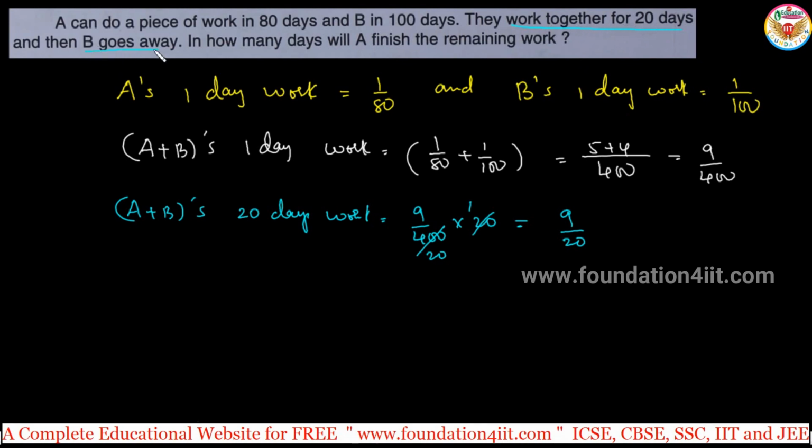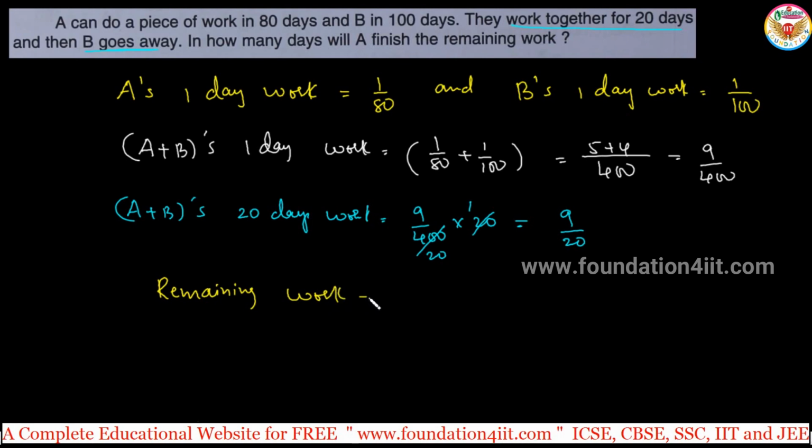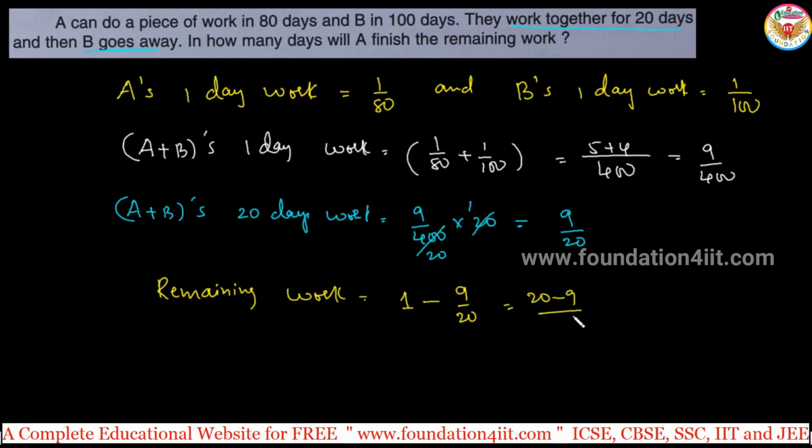Then B goes away. B went off. In how many days will A finish the remaining work? First of all, you have to find out the remaining work. The total work is always 1, minus what A and B together completed in 20 days, 9 by 20. So 1 minus 9 by 20, that is 20 minus 9 by 20. Yes, 11 by 20 is the remaining work.